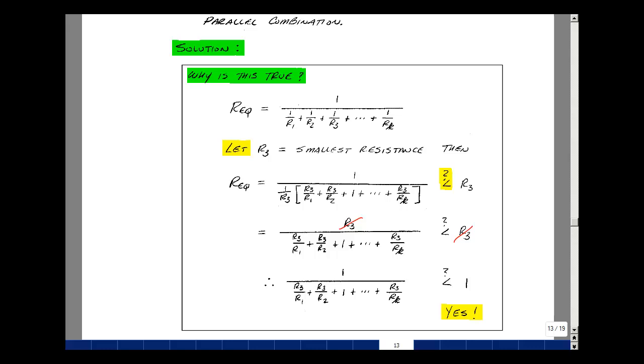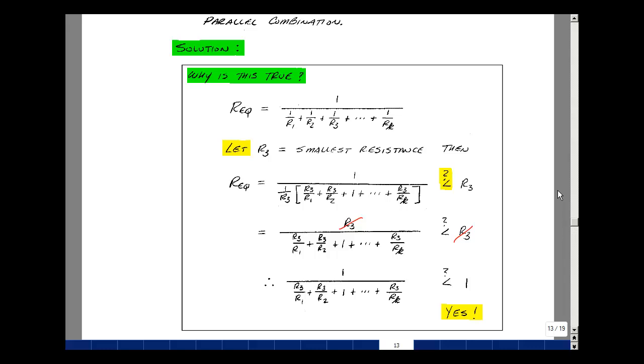This is a very handy property when you're doing parallel combinations on your calculator, and you get a result, and you assume it's correct, but if you look at it, this can help you find a mistake. For example, if you took 1K in parallel with 1K, suppose you found that the result was 2K. Well, that can't be possible. It's got to be smaller than 1K.